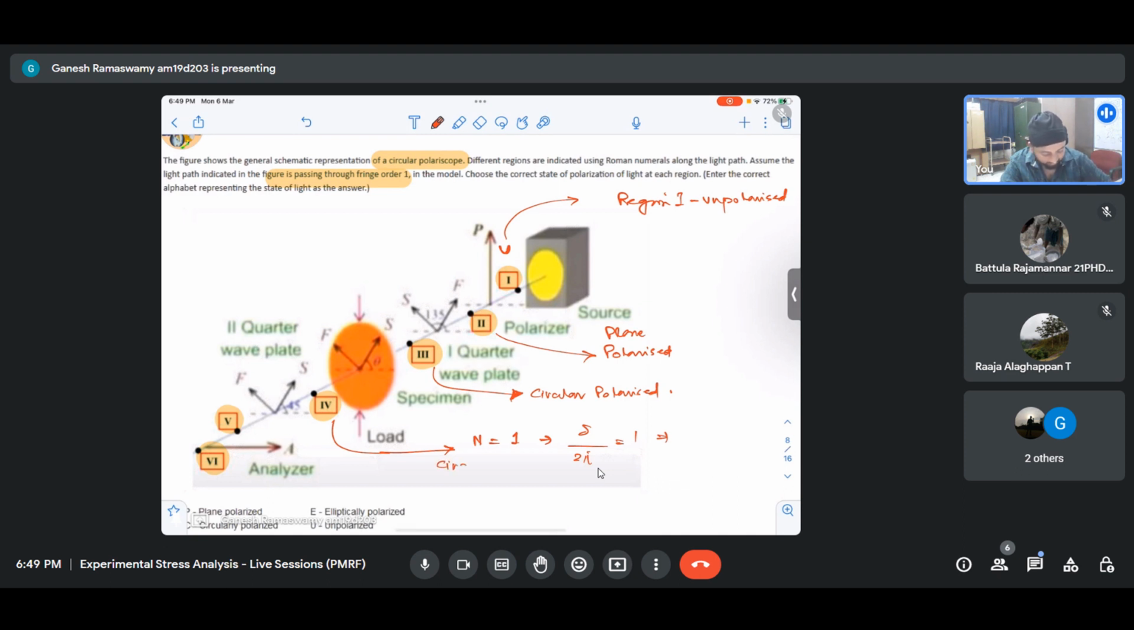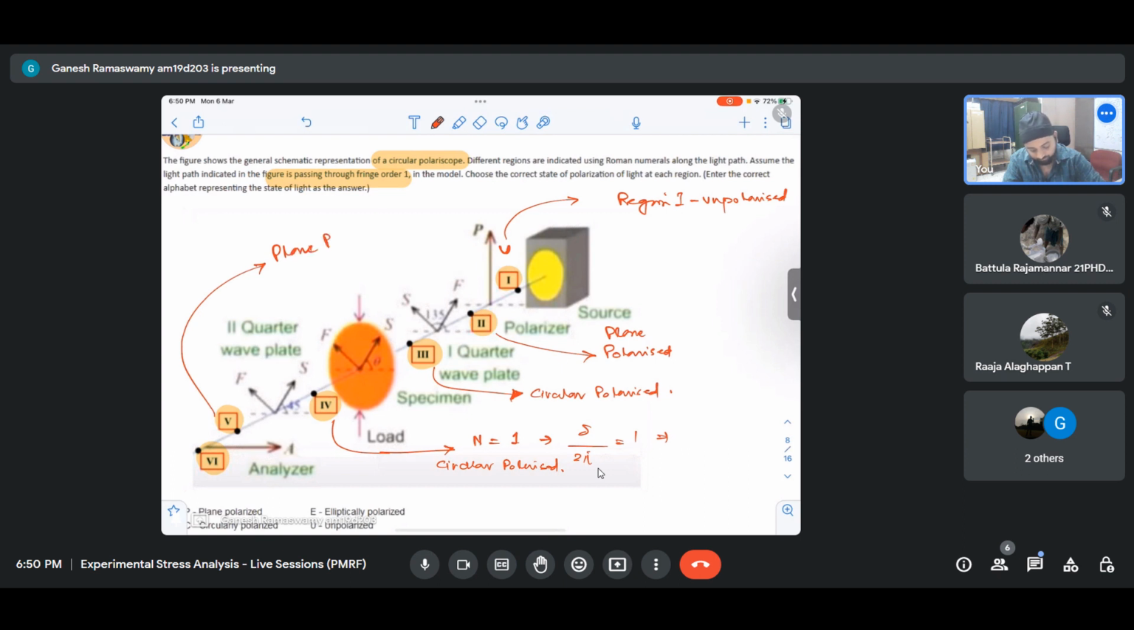If this was not fringe order 1, but we were looking at some other point where the fringe order was not an integer, then the light that comes out of that model will become an ellipse and not circularly polarized light. Once this happens, we have another quarter wave plate that nullifies that difference, and we again have plane polarized light in the fifth region.